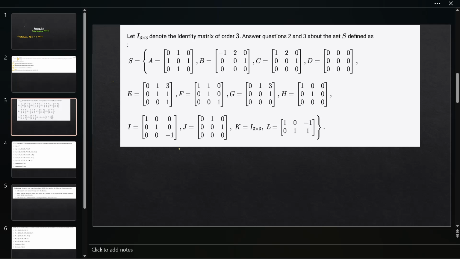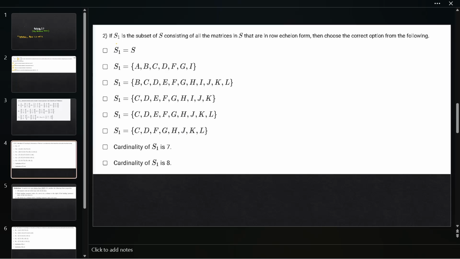So the next two questions are based on this common data. Here the data says that I3 denotes the identity matrix of order 3, and S is defined as the set of all these matrices. Now, what do we have to do with these matrices? So let's check question number 2.